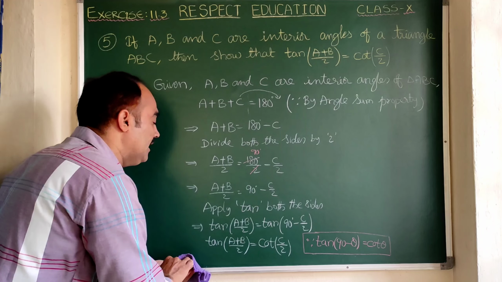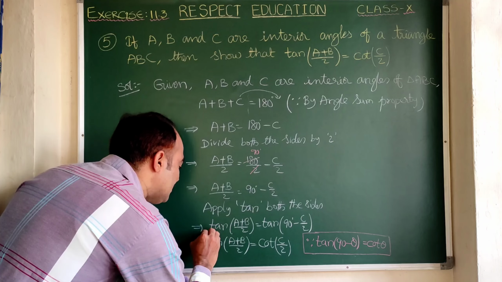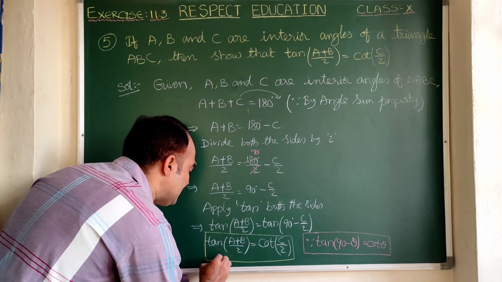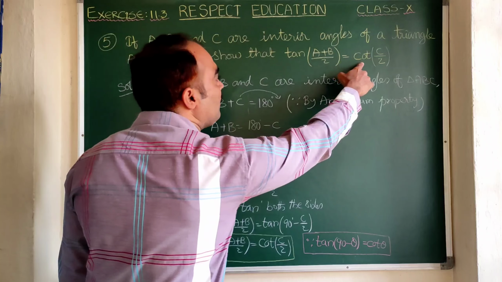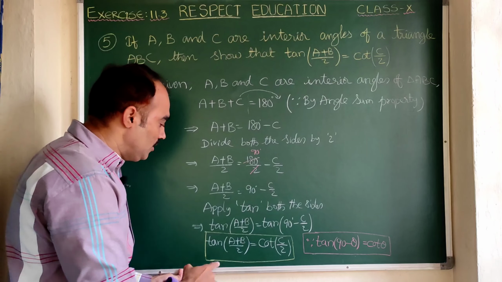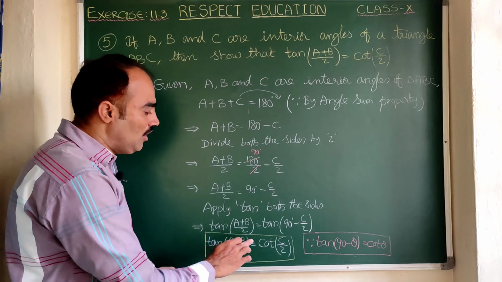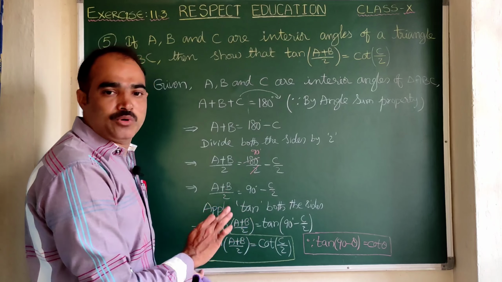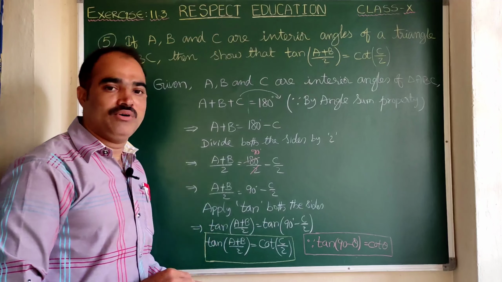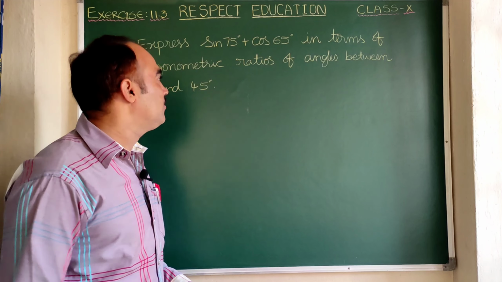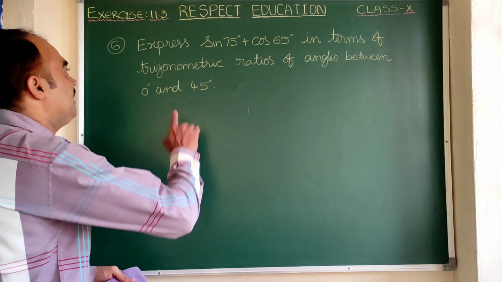Now here you see, you read the question. What is there in the question? Show that tan of (a plus b)/2 is equal to cot c/2. So here you see, tan of (a plus b)/2 is equal to cot c/2. Hence proved. With this problem 5 gets completed. Now we see question number 6.